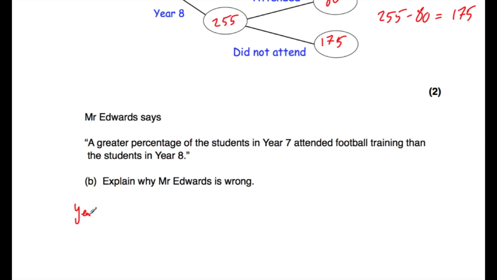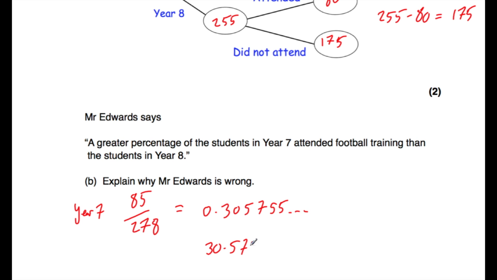Year 7 is 85 out of 278. That's a fraction. We want to change that to a decimal first of all. So using our calculator, we can divide the numerator by the denominator. So 85 divided by 278 is equal to 0.305755 and so on. Now we want this as a percentage, that's a decimal, so let's times it by 100 and we'll get 30.5755 and so on percent. Well, let's just round it to 2 decimal places. That'll be 30.58% to 2 decimal places.